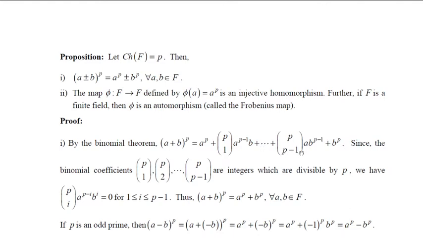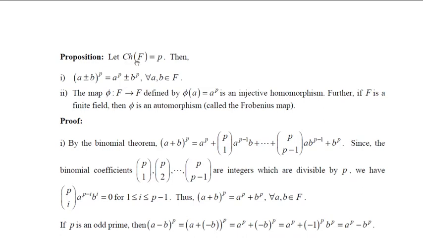pC(p-1) a b^(p-1) plus pCp, which is 1, into a^0. a^0 is also 1, so simply what remains is b^p. And you should note what pC1 is. It is simply p, and pC2 is p(p-1)/2, etc. So in all of these p is present. Therefore all these are integers which are divisible by p.